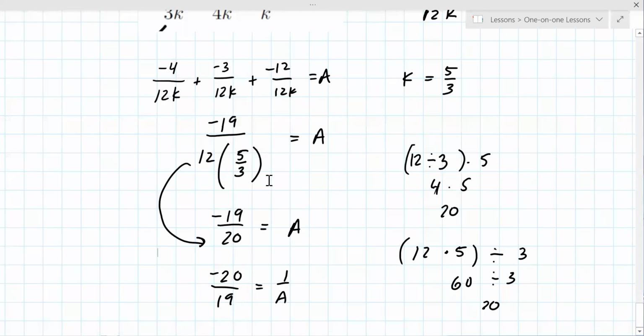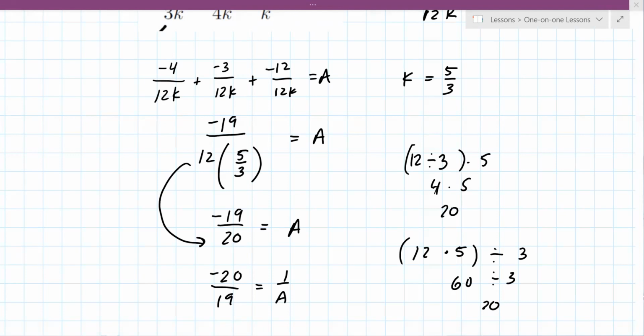Which is interesting because the answer appears to be wrong. Did I make a mistake somewhere? 7 minus 19. Nope, but there is actually a mistake here in the solution.